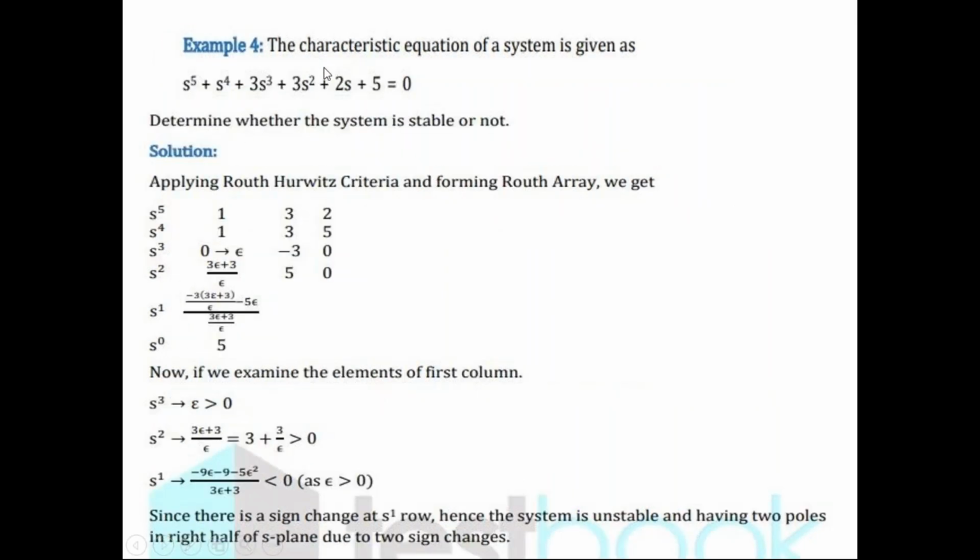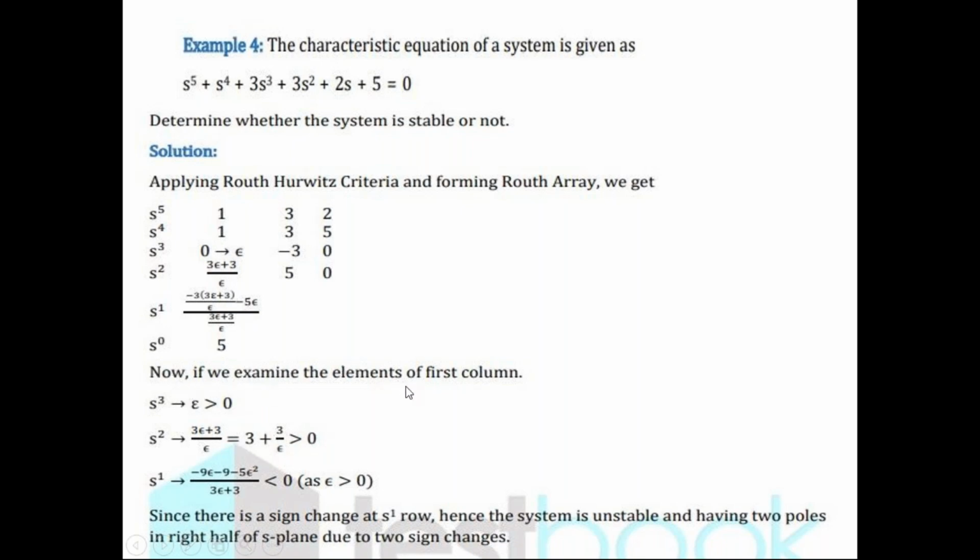Fourth one, the characteristic equation of a system is given as this one. Determine whether this system is stable or not. Okay. So here, for case 1, one of the elements in the first column becomes 0. After that you have to replace 0 by epsilon, then you can find the epsilon value. So in this way. Okay.